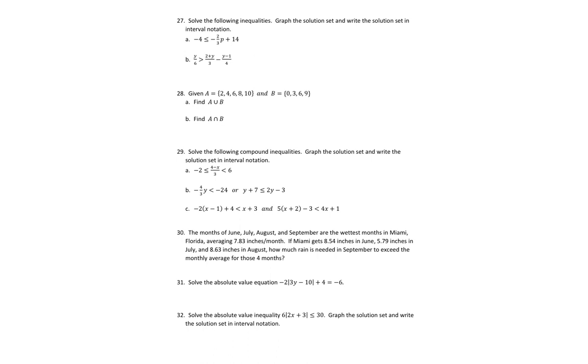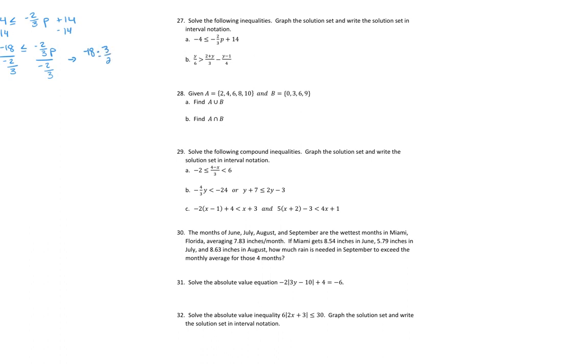So if we have A, -4 is less than or equal to this -2/3 p plus 14. You want to move all the constants to one side and have everything attached to a variable on the other side. So I'm going to move this 14 over. -18 is less than or equal to this -2/3 p. And now I want that p by itself, so I'm going to divide through by -2/3. And when you divide through by a fraction, it is the same as multiplying by its reciprocal.